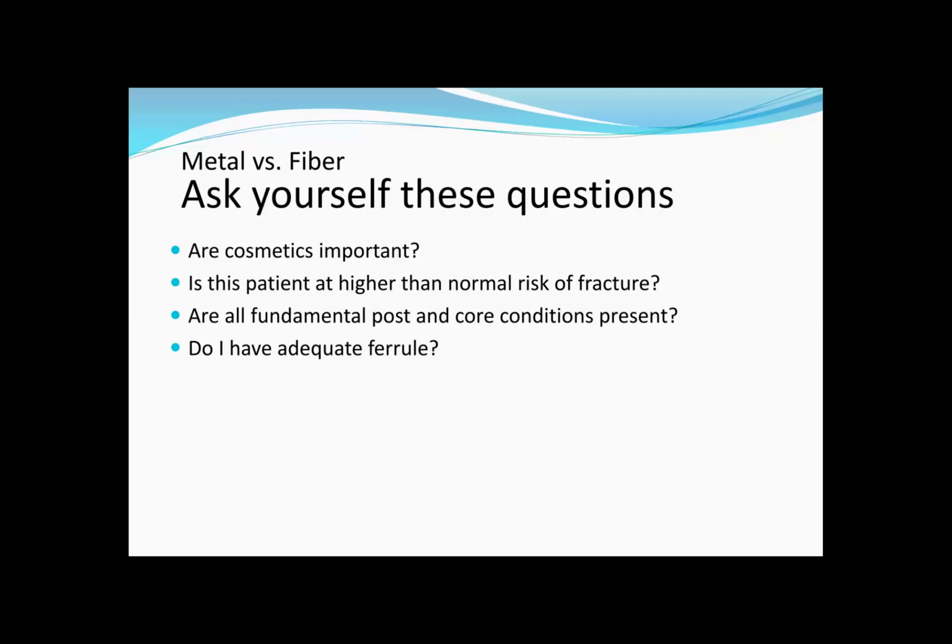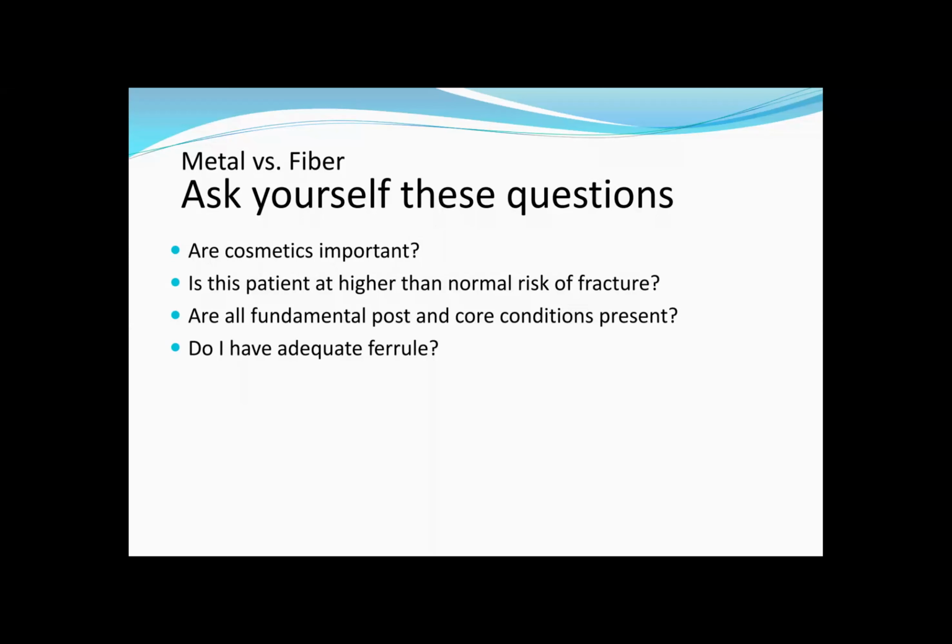In simple words, a ferrule effect is about 1.5 millimeters to 2 millimeters of sound tooth structure present supragingivally, 360 degrees. I repeat again, 1.5 to 2 mm of sound tooth structure. I repeat, sound, not decayed or compromised tooth structure, present supragingivally, 360 degrees of the tooth. That means you have a good ferrule effect. If any of these points are compromised, you have a compromised ferrule effect. So based on that situation, you will choose your post.